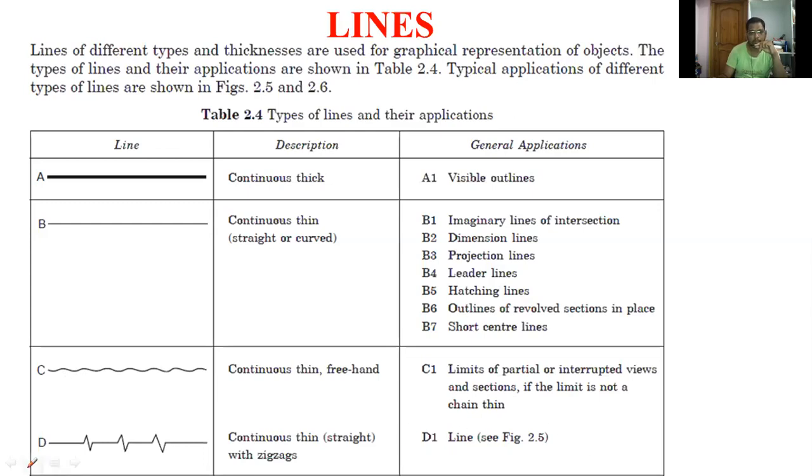Okay, now this is a type D line. This is a continuous thin with zigzag. These are called zigzag. So continuous thin with zigzag line. Okay, this line is used for indication of sectional lines, sectional edges.